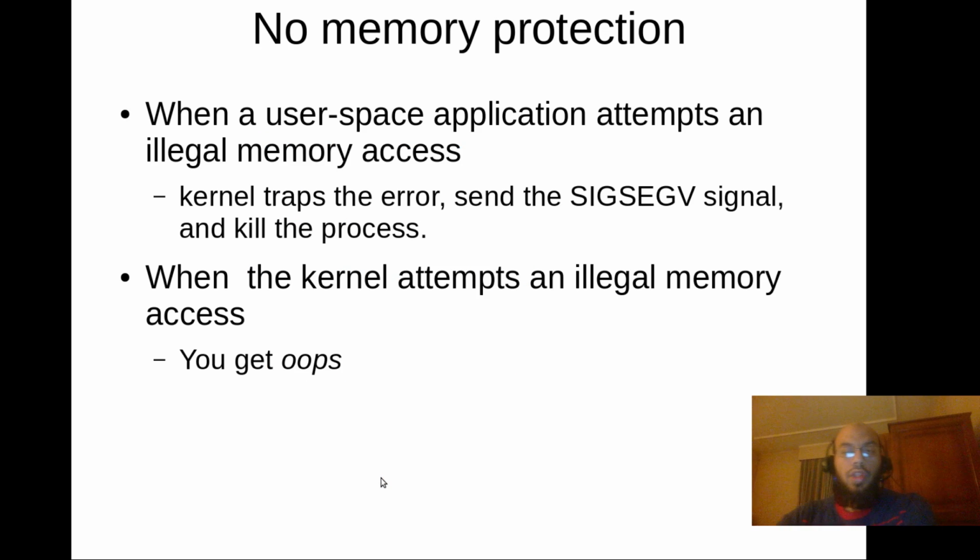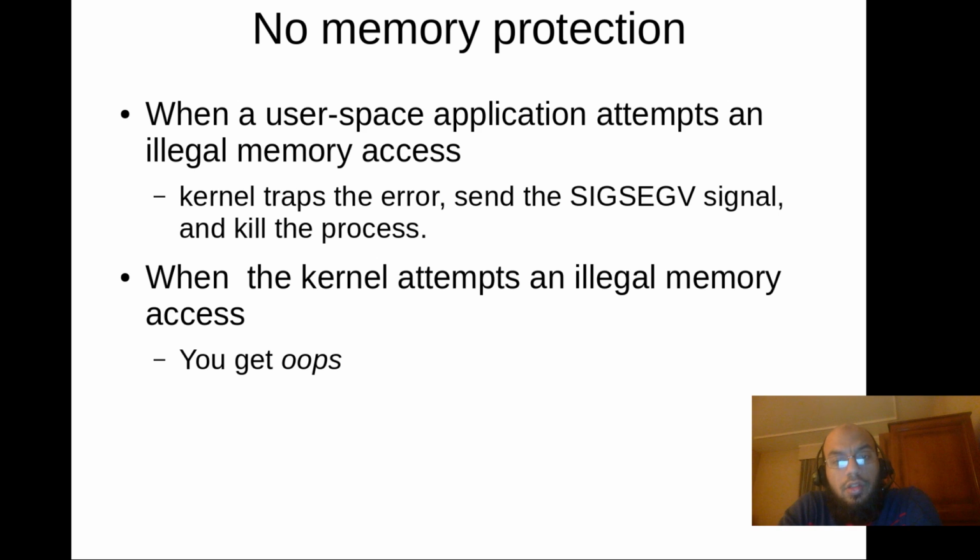Then one more thing that the Linux kernel has is no memory protection, as we said. Basically, when you're in user space and you violate the memory rules, the kernel traps the error, catches it, sends a segv signal, and basically kills the process. So if a process is malicious or buggy or just went banana and tries to touch the memory of another process, the kernel will just kill it.